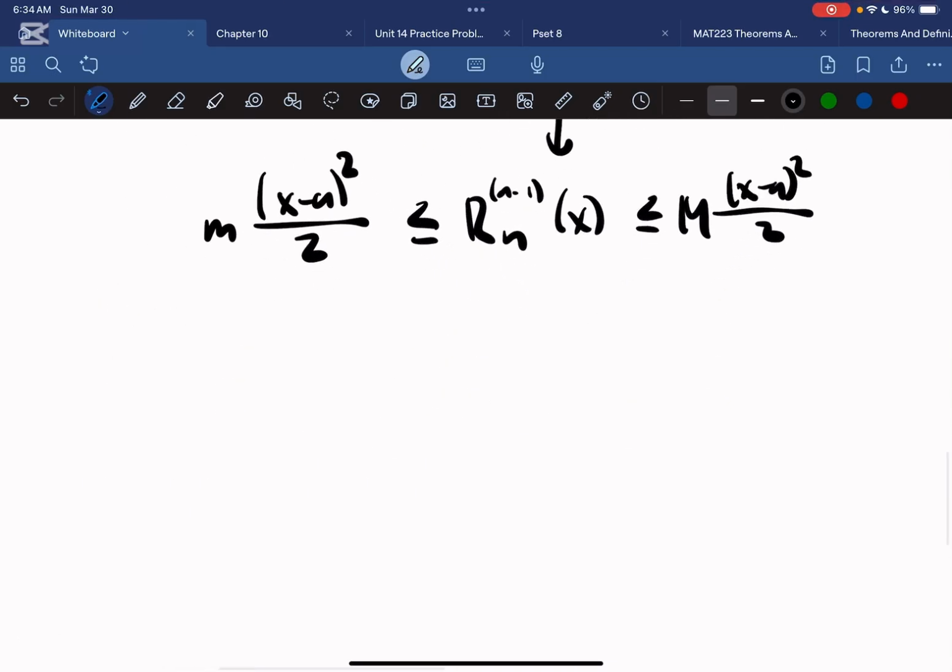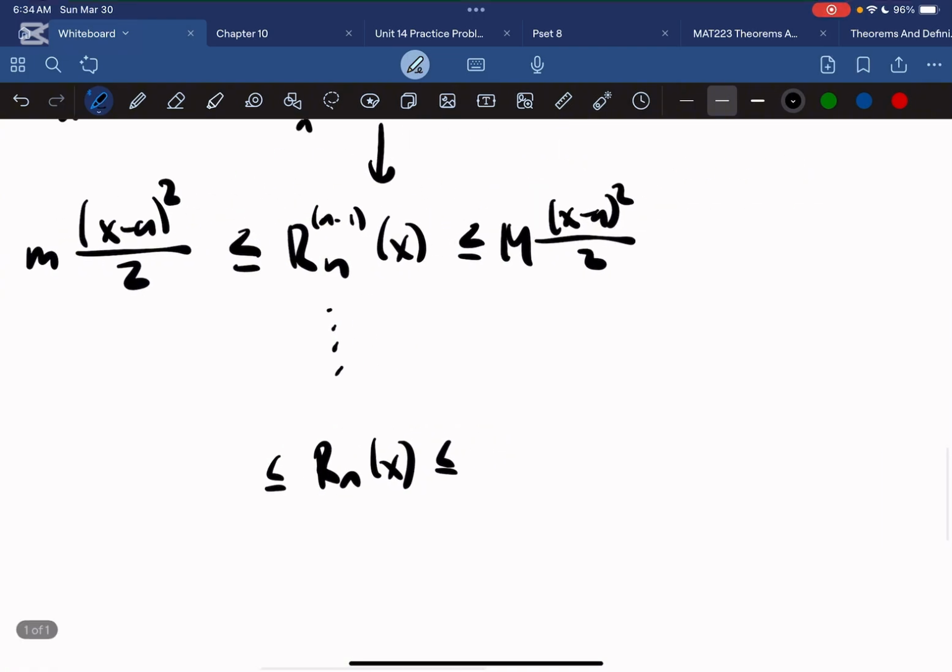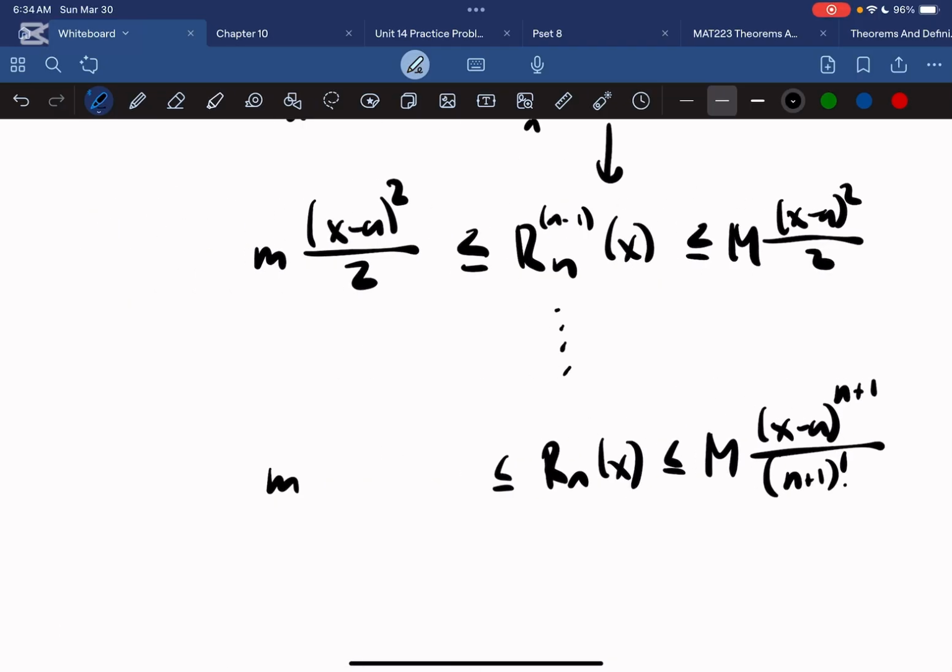And you can keep on doing this integration until you actually just get Rn on its own. And you'll see that these are all less than or equal to m times x minus a to the n plus 1 over n plus 1 factorial. And on this side, we have x minus a to the n plus 1 over n plus 1 factorial.